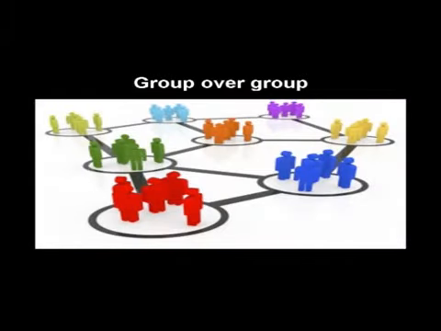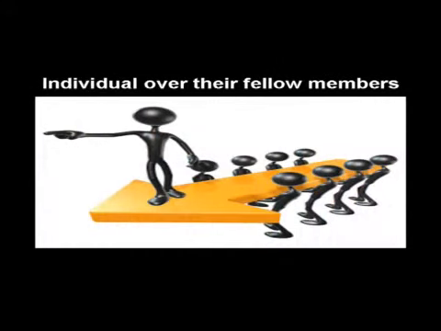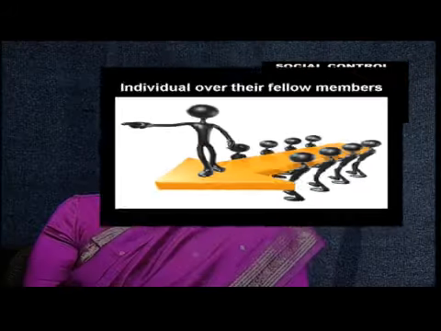Social control also operates at 3 levels. 1. Group over group. Secondly, group over its members. Thirdly, individual over their fellow members. Social control occurs on all levels of society, that is in the family, in the peer groups, in bureaucratic organizations, and also in the government of every society.